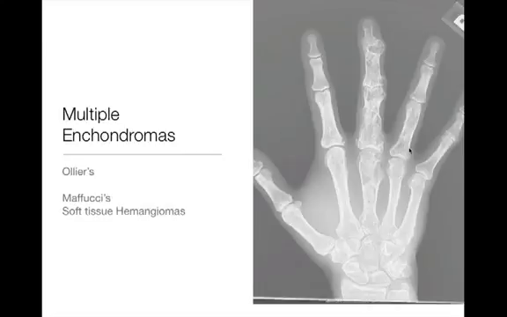Another two syndromes that are associated with multiple enchondromas, one of them is Ollier's syndrome, one of them is Maffucci syndrome. Maffucci syndrome is associated with soft tissue hemangiomas, so you may see phleboliths in the soft tissues from the soft tissue hemangioma, and it's thought that Maffucci syndrome has a slightly higher risk of malignant degeneration than Ollier's syndrome.